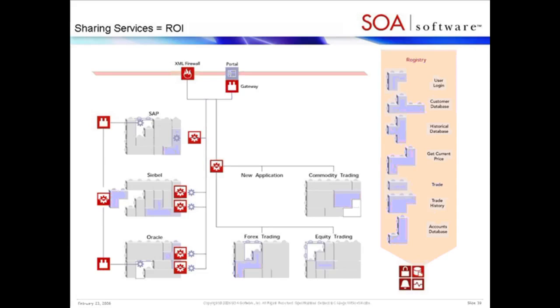So their CIO, a chap called Shigon, appointed a chief architect, a guy called Shadman Zafar, and he set Shadman off with a very clear mission. He said, your goal is to move us towards service-oriented architecture to drive reuse. And you're going to drive reuse to cut my costs in IT. I want to be spending half of what I'm spending today within 2 years. And we're going to do that by adopting SOA and moving towards reuse.